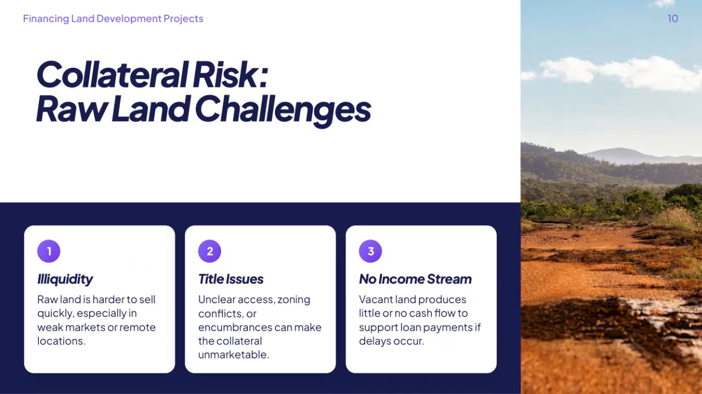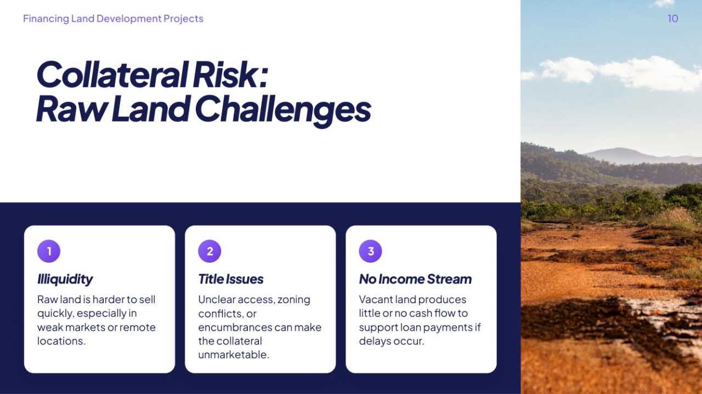When we talk about the risks associated with using raw land as collateral, there are a few key challenges to keep in mind. First, raw land is often illiquid, meaning it's much harder to sell quickly, especially if the market is weak or the property is in a remote location. This can make it difficult to recover your investment if you need to sell fast.